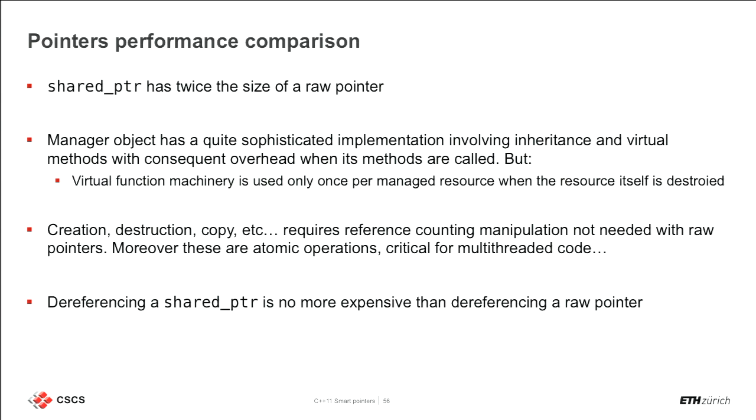Another one is related to the implementation of the resource manager, because it seems to be quite an easy object. You have just the pointer to the memory resource and then two counters. But this is not completely true, because there are some inheritance and virtual function invocations involved in the usage of this resource manager that can introduce some overhead. But the good news is that this virtual function machinery is only involved with the final destruction of the resource manager, so it only happens one time when you use this kind of pointer.